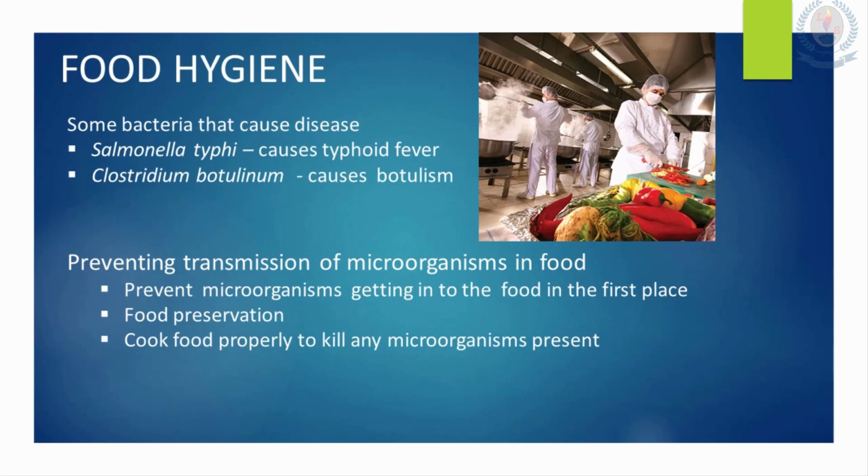Then we should know how to prevent the transmission of microorganisms in foods. We can prevent microorganisms from getting into the food in the first place. We can treat the food to slow down the rate at which microorganisms multiply in the food. That means we can apply food preservation techniques, and we can cook food properly to kill any microorganisms present. And also food must be stored in a way that minimizes the transmission of microorganisms.